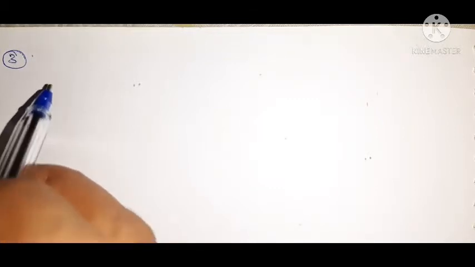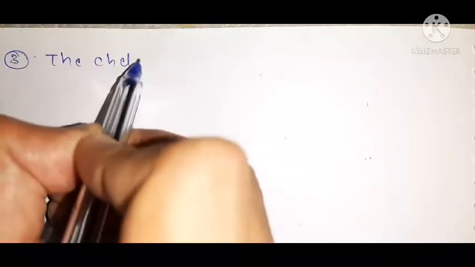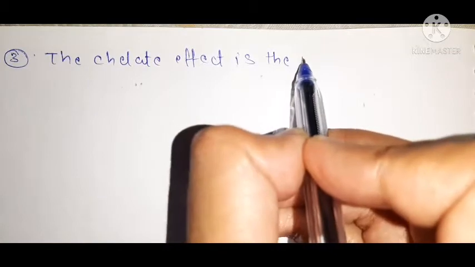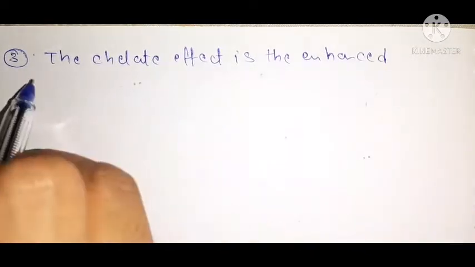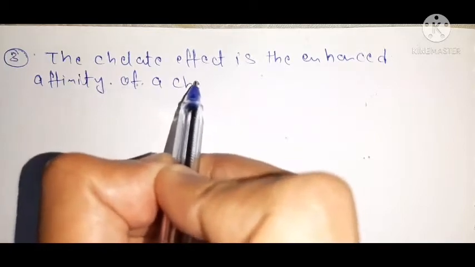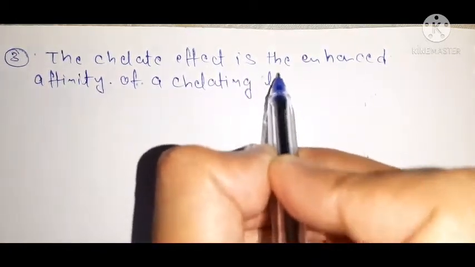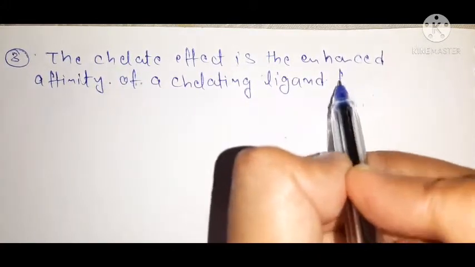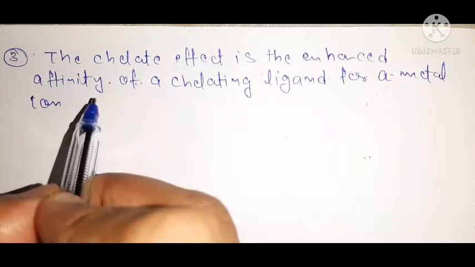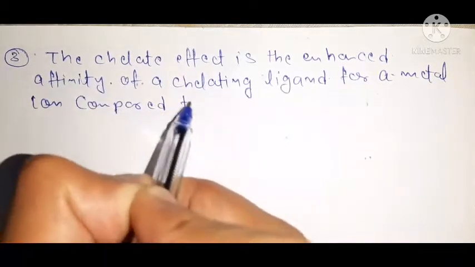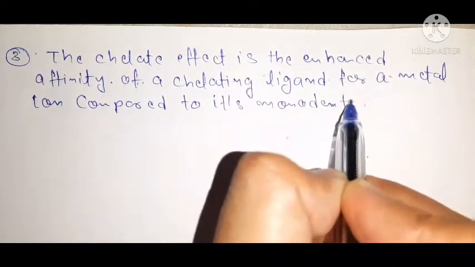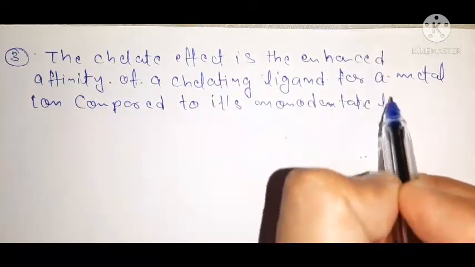Definition of chelate effect. Okay, the chelate effect is the enhanced affinity of a chelating ligand for a metal ion compared to its monodentate ligand.